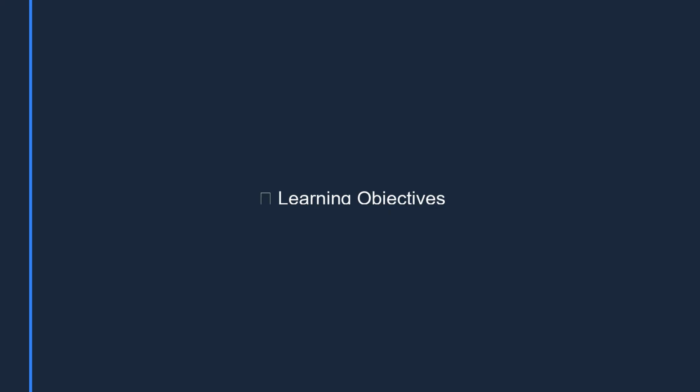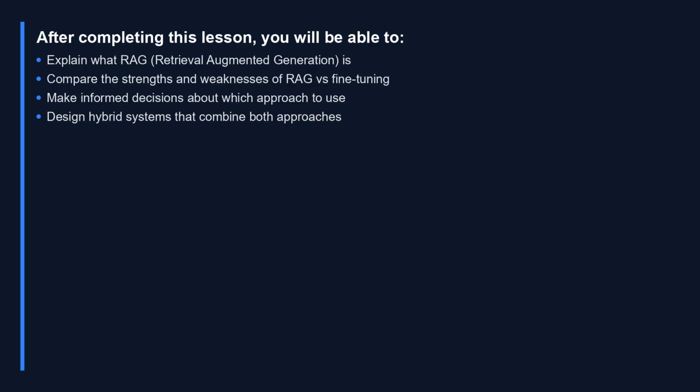Learning Objectives. By the end of this lesson, you'll be able to explain what RAG is and how it works, compare it head-to-head against fine-tuning, make a confident decision about which approach fits a given problem, and design hybrid systems that combine the strengths of both. That last one is where things get genuinely interesting.